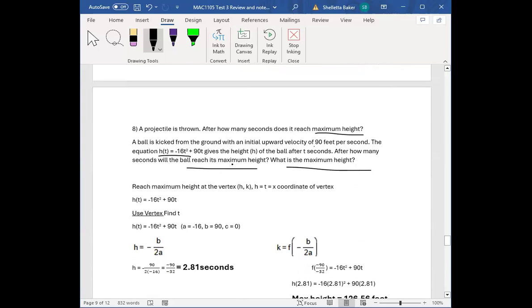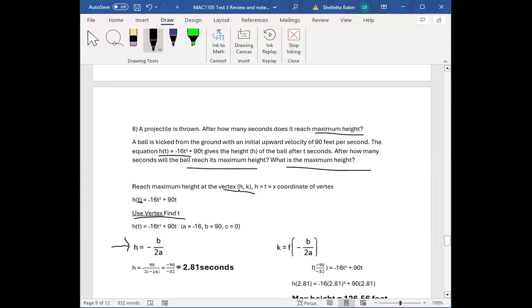To get the time that we will reach the maximum height, remember, if this ball is kicked with that upward velocity, that maximum height is going to occur at the vertex. We know the vertex is (h, k), and that h value, or the x coordinate, in this case is going to be our t, letter t. So to find t, or the time that it takes for us to reach that maximum height, which is at the vertex, we're just going to use our equation to find that h value.